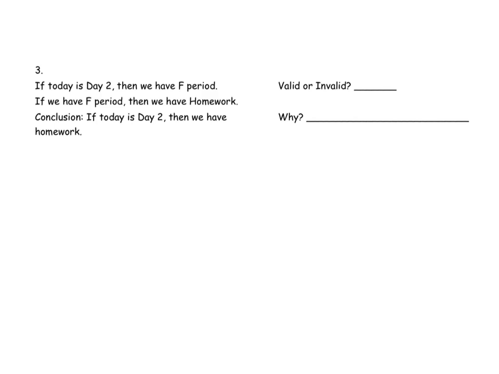Okay, this one involves more colors. So let's get my colors out. It says today is day 2. If today is day 2, then we have F period just like before. And now it says if we have F period, then we have homework. I'm going to need a new color for that because I haven't seen the have homework yet. So I'm going to use blue. So if today is day 2, then we have F period. If we have F period, then we have homework. And the conclusion, someone wants to say, well then, if today is day 2, then we have homework.